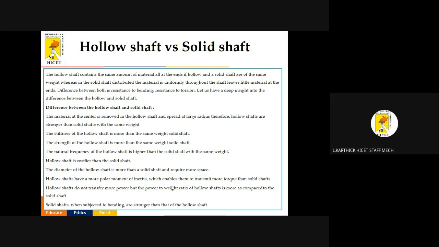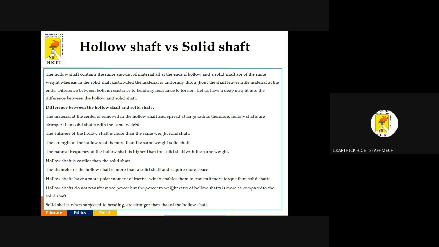What's the difference between the hollow shaft and the solid shaft? In hollow shafts, the material at the center is removed and spread at a large radius. Therefore, the hollow shafts are stronger than the solid shafts with the same weight. So look at this point clearly. This is the major reason why hollow shafts are widely used rather than solid shafts. The center of the material is removed in the hollow shaft. That's the major point.